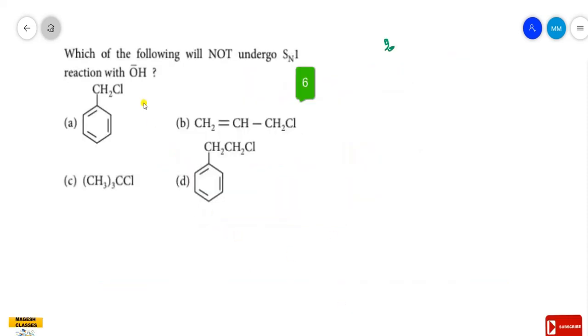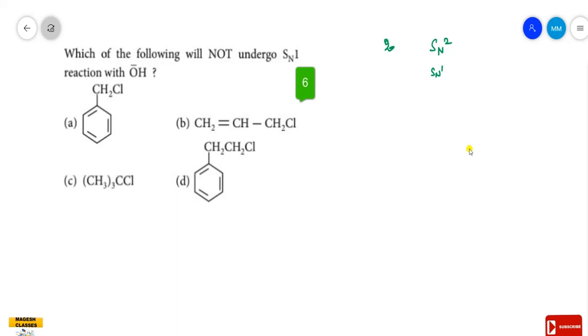Question number 6. Which of the following will not undergo SN1 reaction with the OH ion? So it is a hydrolysis in the presence of base. Which of the following will not undergo SN1 reaction? The concept is, in general, the nucleophilic substitution reactions are of two types, SN2 and SN1.